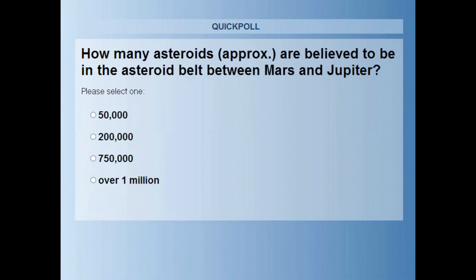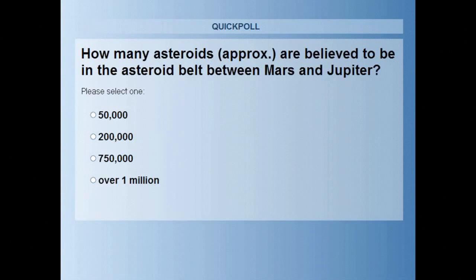How many asteroids, approximately, and an asteroid in this context would be a body that's more than 1 kilometer in diameter, are believed to be in that asteroid belt between the planet Mars and Jupiter? So for those of you participating, I'll just wait a few minutes and you can select your poll answer, and then we'll discuss it. How many asteroids are in the asteroid belt?